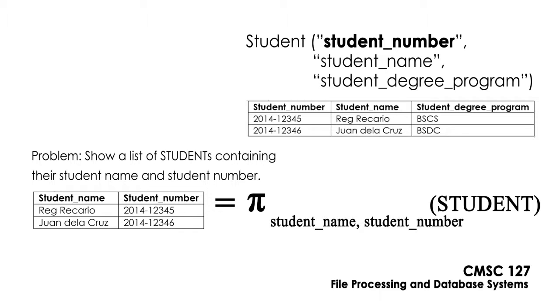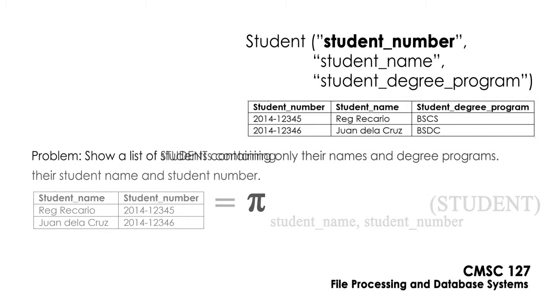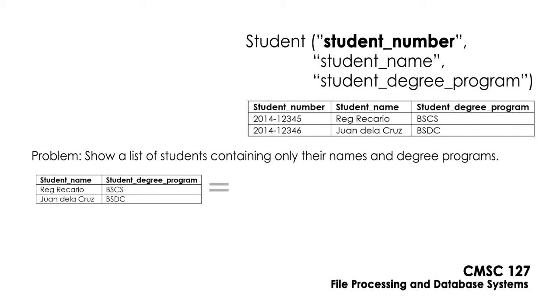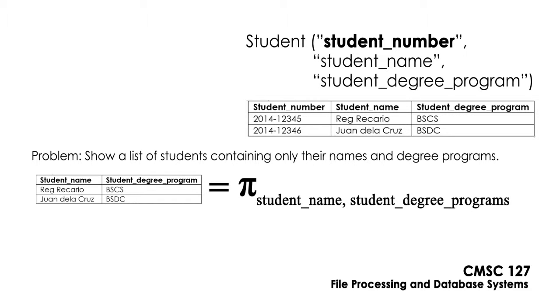Now, let's try to solve this problem together. How about if I want to see a list of students containing only their names and their degree programs? So how do we do that in relational algebra? So, if you tried to answer that question, the answer would be project, followed by the name of the attributes of concern, which is the student name and the student degree program, followed by the name of the relation, which is student.